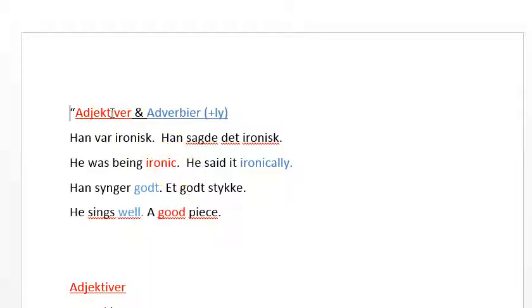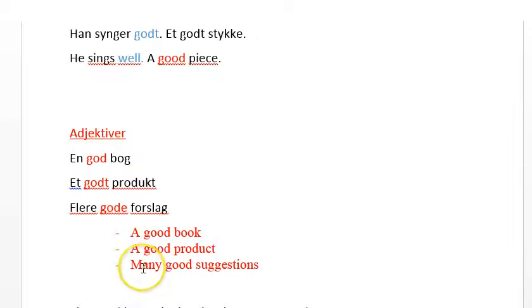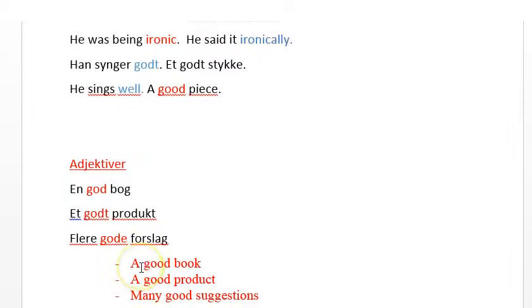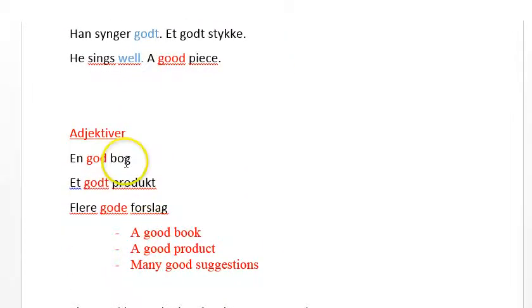Ironic is an adjective, and ironically is an adverb. The same is true here. Han synger godt, et godt stykke. He sings well, adverb. It's a good piece, adjective. So when do you need to use an adjective and when do you need to use an adverb?